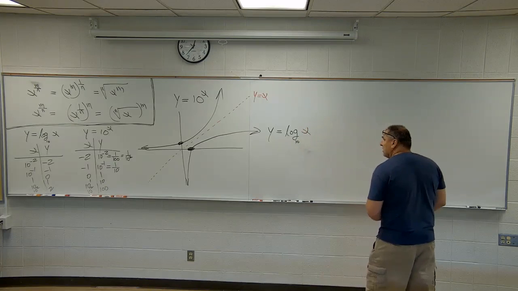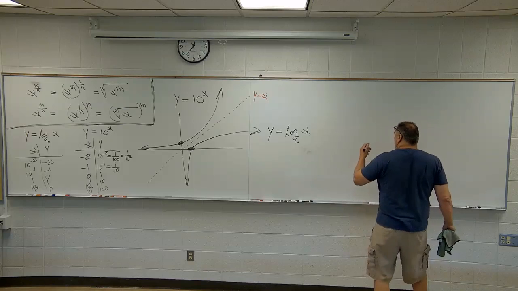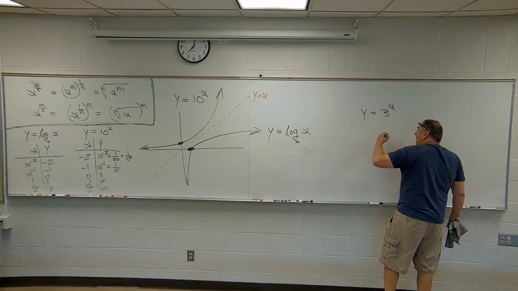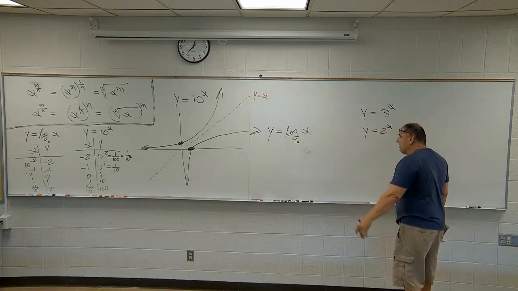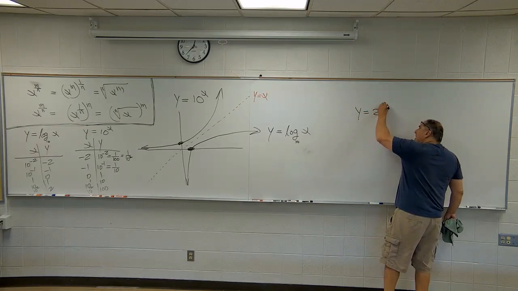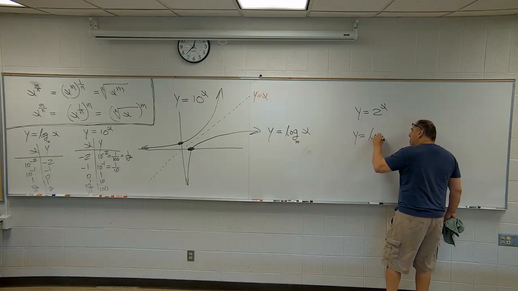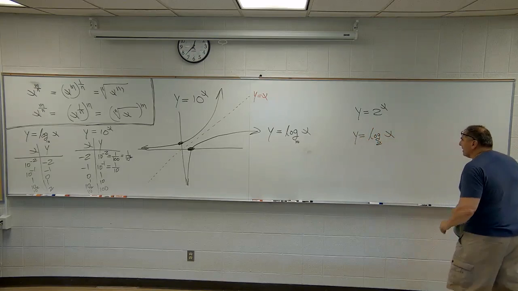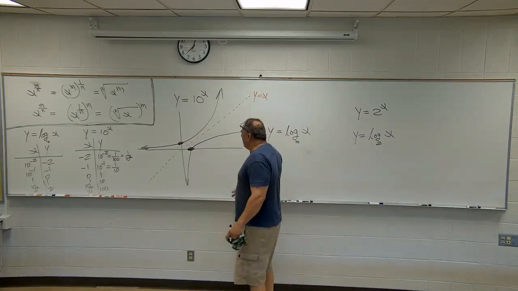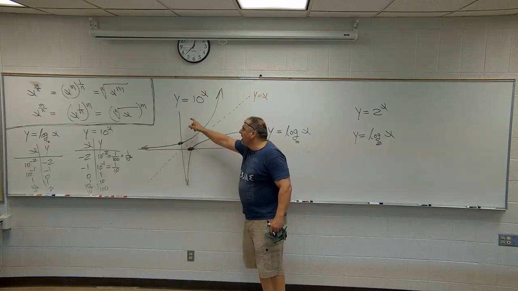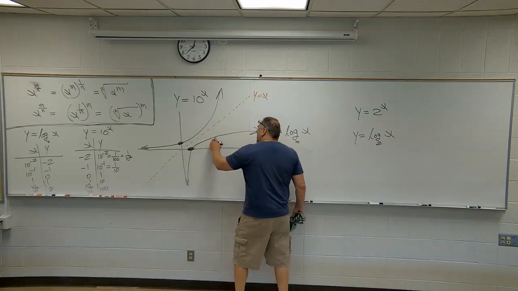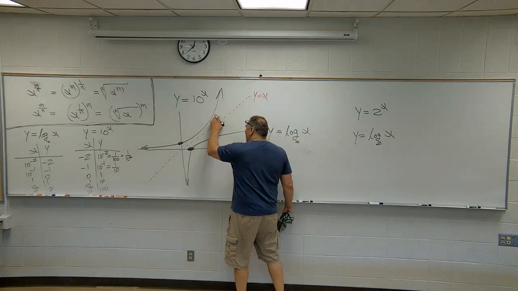That right there that you just saw, 10 to the x and logarithm base 10. If they were writing it like this, y equals something else. Let's say y equals 3 to the x, or y equals 2 to the x, or y equals whatever to the x. Let's stay with 2 to the x for now. y equals 2 to the x, and y equals the logarithm base 2 of x. You gotta be careful here. This general look always occurs with the exponential function and logarithmic function, respectively. Exponential functions tend to look like this, regardless of the base.